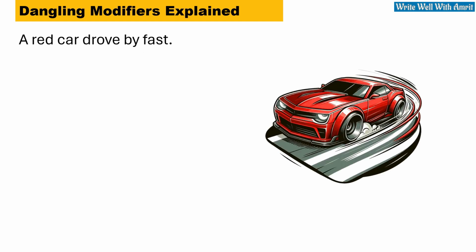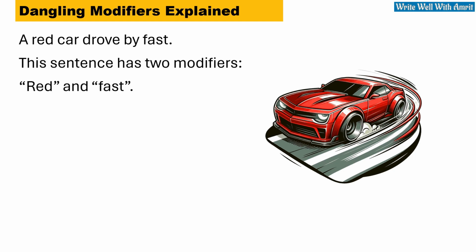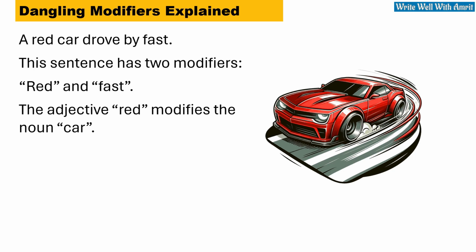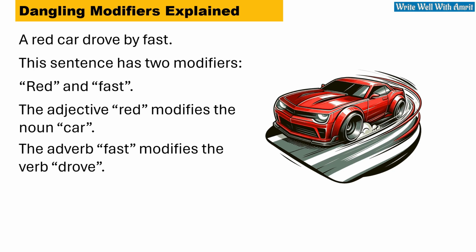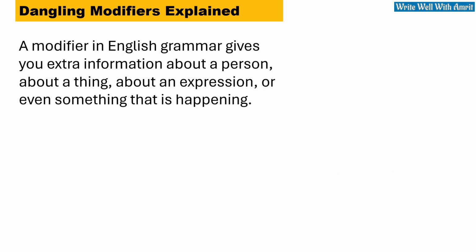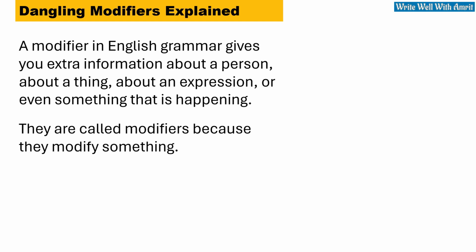A red car drove by fast. This sentence has two modifiers. The adjective red modifies the noun car. The adverb fast modifies the verb drove. A modifier in English grammar gives you extra information about a person, about a thing, about an expression, or even something that is happening. They are called modifiers because they modify something.